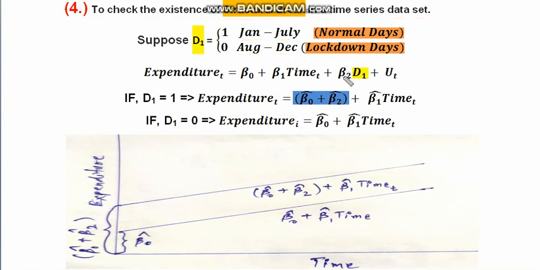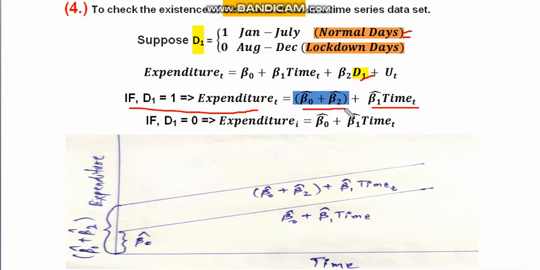So generally, when you estimate this equation by taking d1 equal to 1, we are talking about the normal days. Since we are talking about time series data, what happens to our expenditure during the normal days? That can be represented by this equation: expenditure is equal to beta naught plus beta 2 cap. Look at this carefully, beta 2 cap. Because I have put d1 equal to 1 for the normal days, this beta 2 cap is coming from d1 equal to 1.